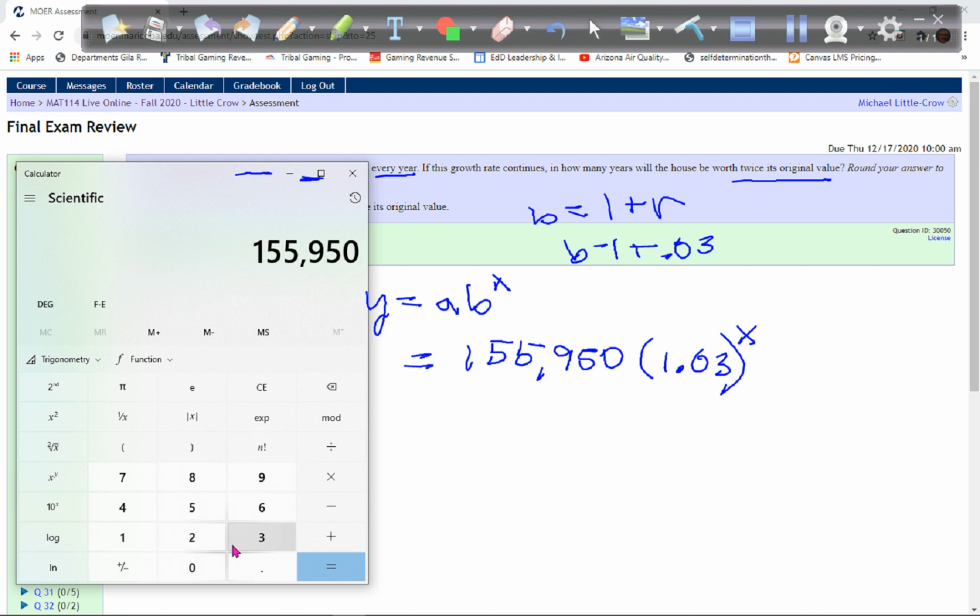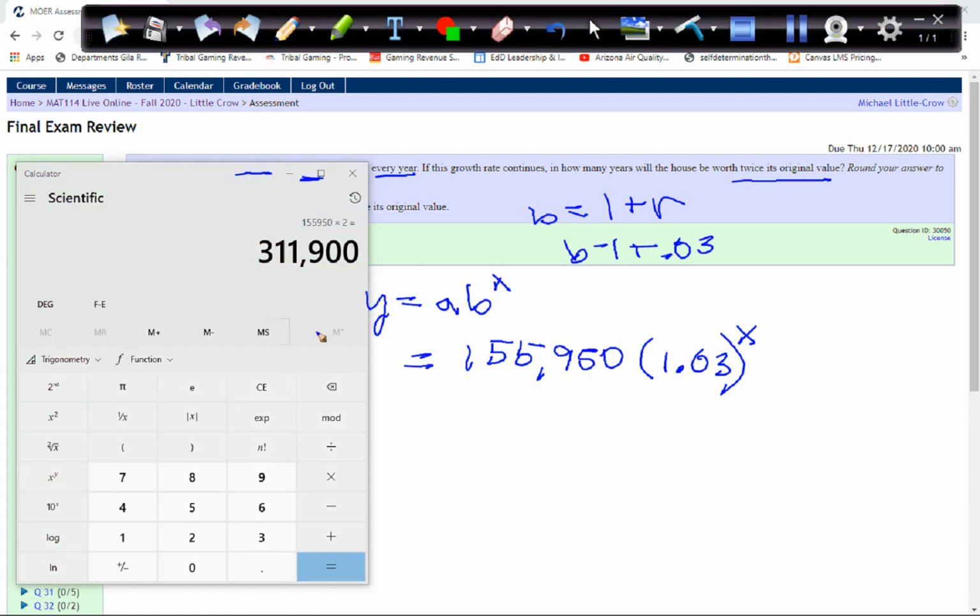So that's the original value. We want to know when the house will double. So when is it worth $311,900? 311,900. That's what we're looking for.